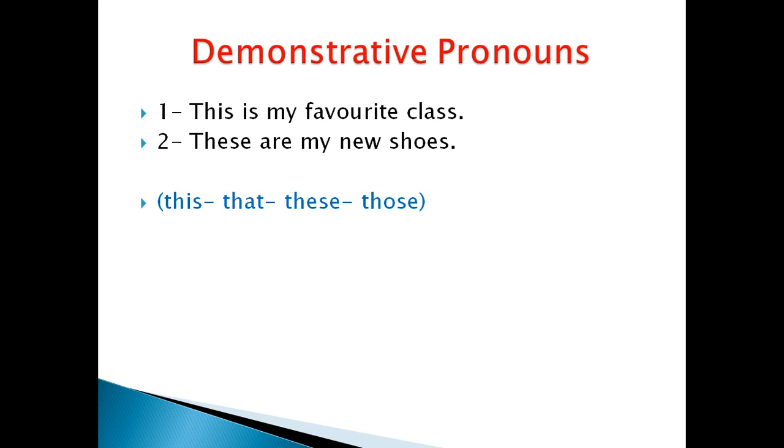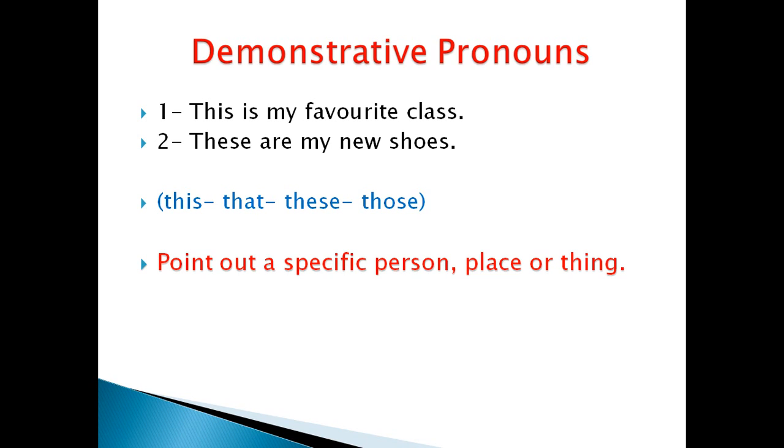So these are the 4 I have just told you about. This, that, these, those. This is singular, the plural is these. That is singular, the plural is those. What do I use them for? To point out a specific person, place, or thing. So they are for specifying something, someone, some place. These are the demonstrative pronouns.